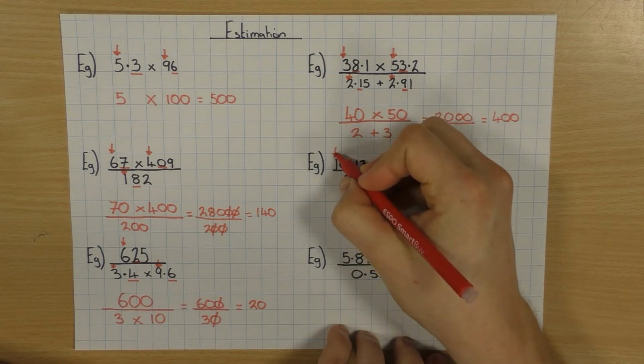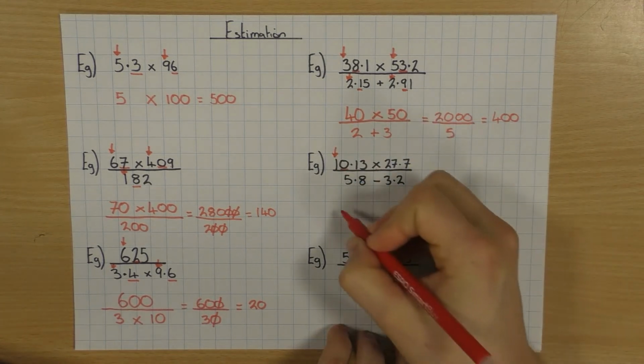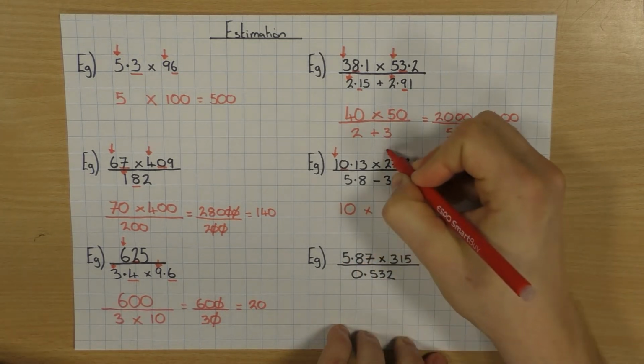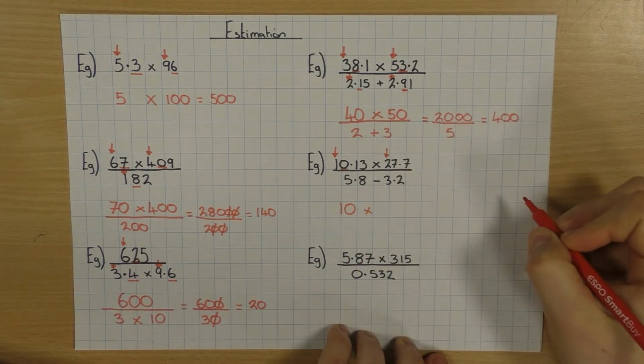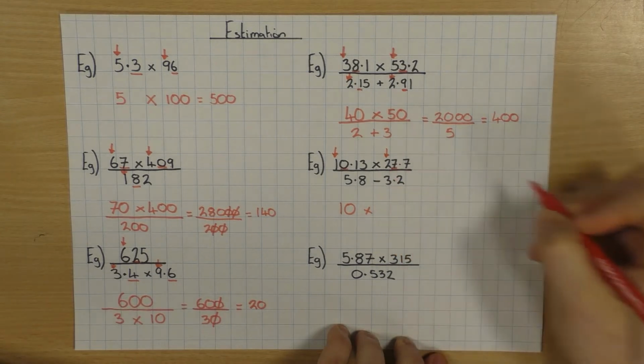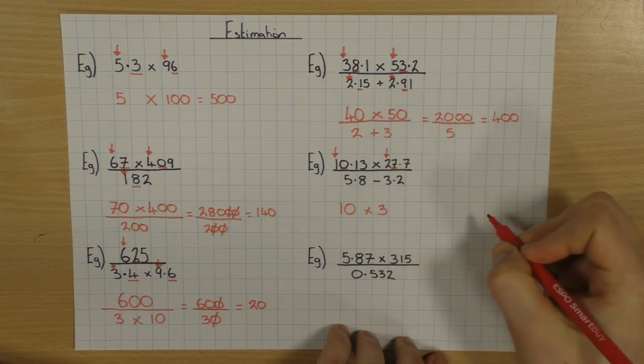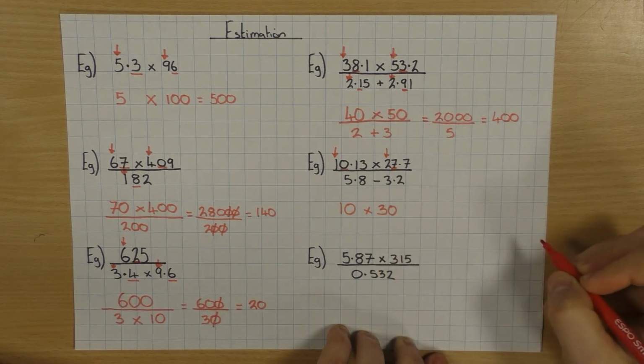So again, first significant figure, 0 tells me to round down, so it stays as 10. 2 is the first significant figure of 27.7. Next number is the 7. That tells me to round up. So I add 1 to the 2, so it becomes a 3. Don't forget to add the 0 to make it 30.